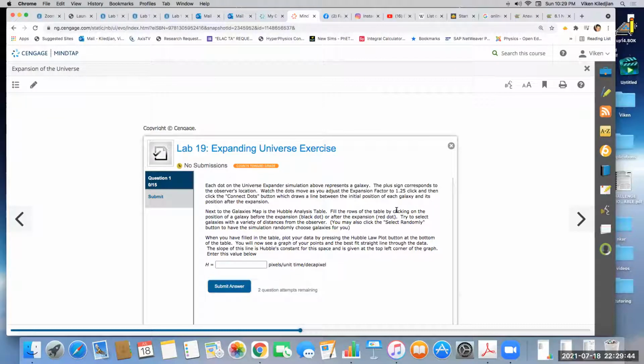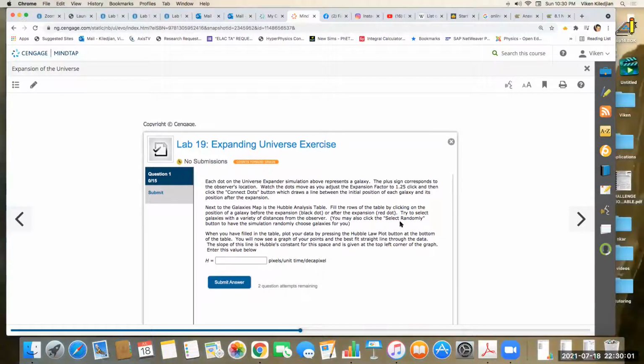Next to the galaxy map is the Hubble analysis table. Fill the rows of the table by clicking on the position of a galaxy before the expansion, black dot, or after the expansion, red dot. Try to select galaxies with a variety of distances from the observer. You may also click the select randomly button to have the simulation randomly choose galaxies for you.